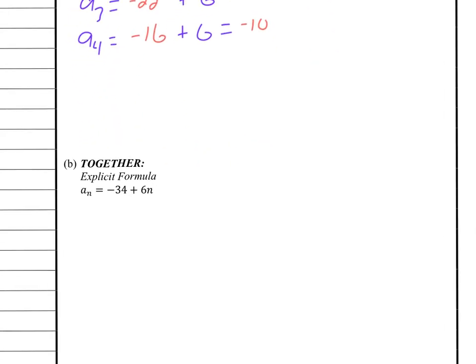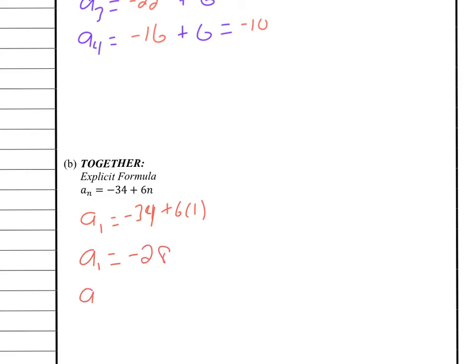It's the explicit formula. It's actually the easy formula. In an explicit formula, all you simply do is plug in. So if you want a subscript 1, you plug in 1 for n, because you put a 1 in here for n, so you put a 1 in here. It's a really difficult common sense thing to do. So a sub 1 works out to be negative 34 plus 6, which is just negative 28.